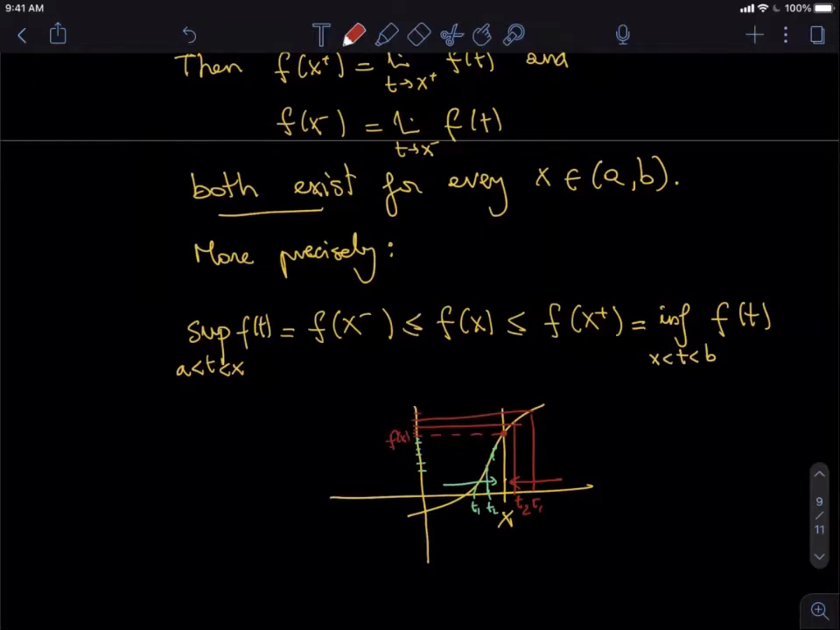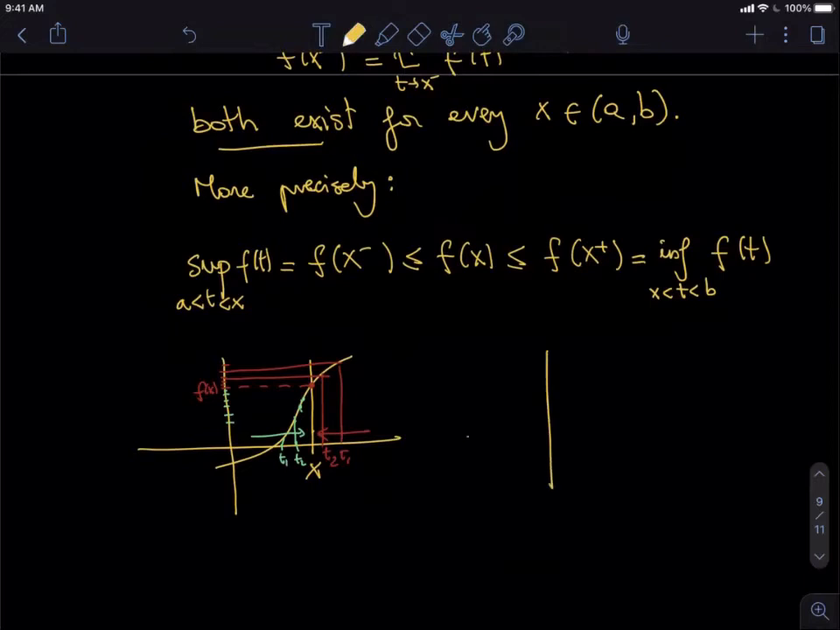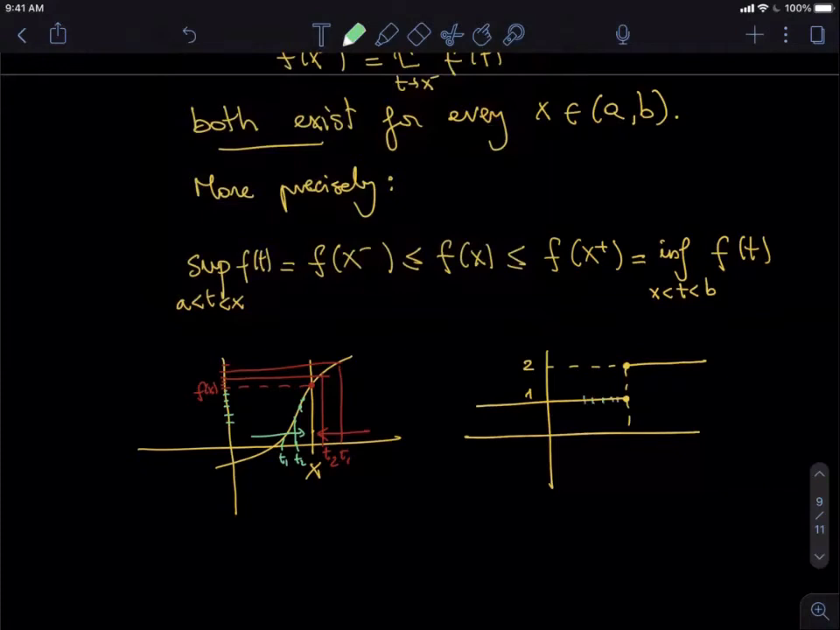Here what I drew is continuous, okay, but we can also have something that is discontinuous. For example, the simplest case would be a function that is, let's say, 1 and then it has a jump, and then it becomes 2. Okay, in this case, we see that the lateral limits are different, depending on whether we approach from the left or the right, okay? So that's something to keep in mind.